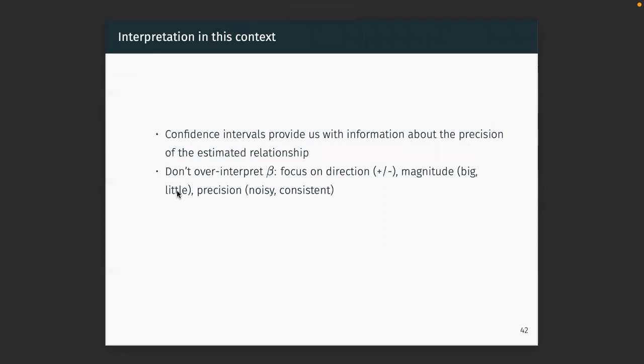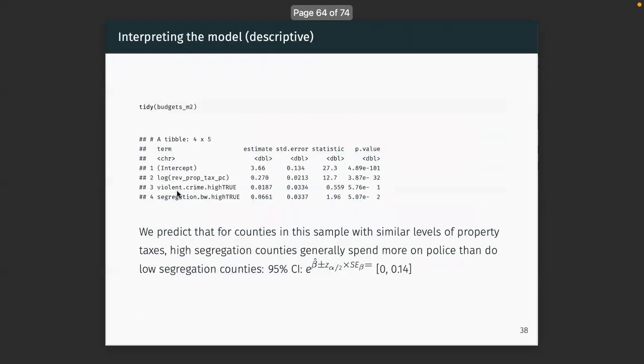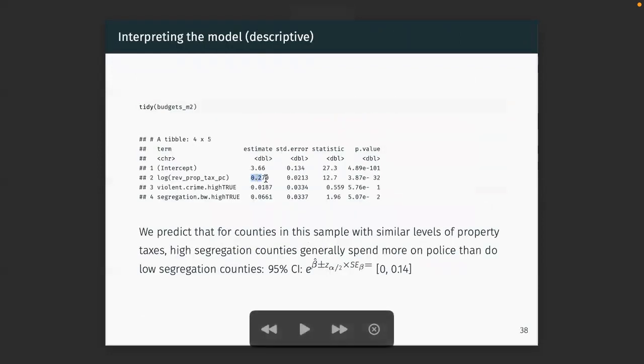But don't overinterpret on beta, right? Typically, when we're looking at betas, what I don't want you to do when you have a beta to interpret is to say the relationship between log property tax and log police spending is 0.027. I want you to say it's positive, right? And then think about the scale, right?